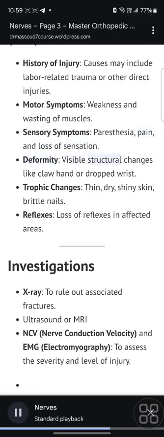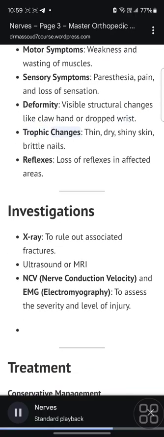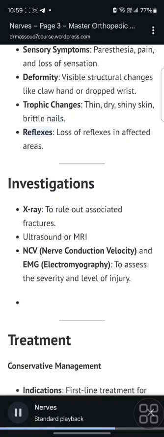Deformity: visible structural changes like claw hand or dropped wrist. Trophic changes: thin, dry, shiny skin, brittle nails. Reflexes: loss of reflexes in affected areas.